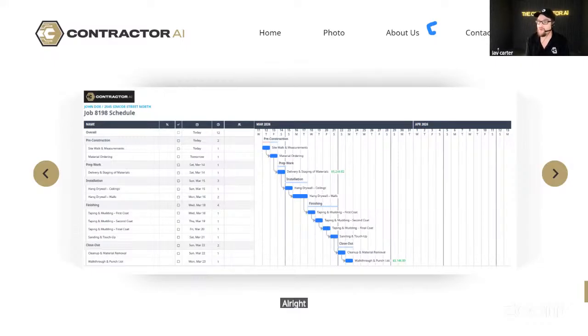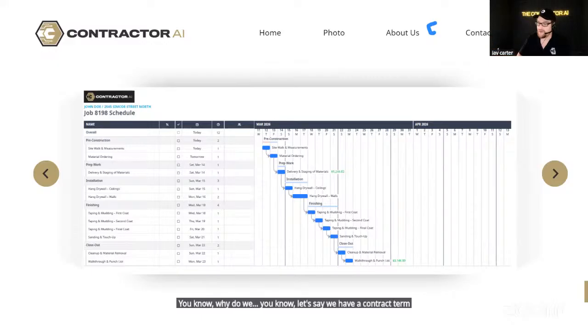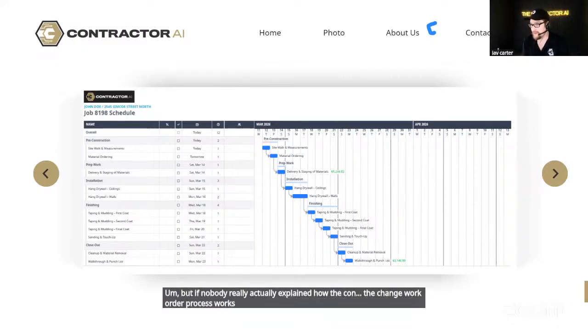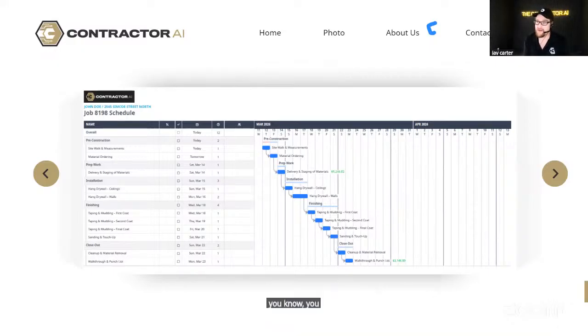All right. So, perfect example of this. Let's say we have a contract term for a change work order process. We send that out. We think we're all good and covered. But if nobody actually explained how the change work order process works, and you just make a vague reference to something in your contract, your customer is not going to be too happy. What we want to do is get layers of understanding onto that.